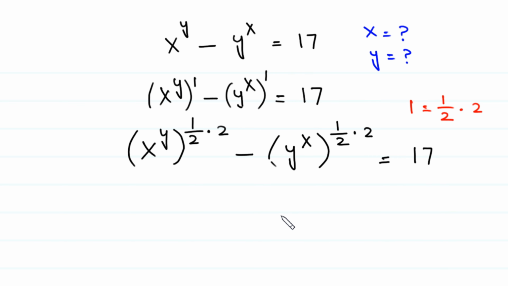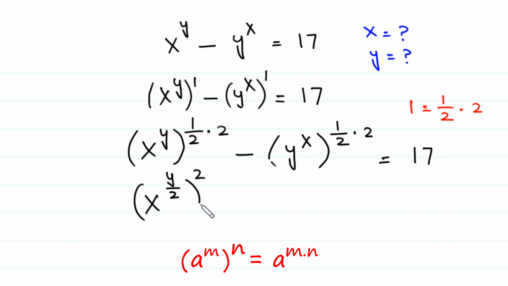Now there is a rule of exponents that the power inside the brackets will be multiplied by the power outside the bracket. So we multiply this power y to this 1 over 2 and this power x to this power 1 over 2, like this: x to the power y times 1 over 2, y over 2, to the whole power 2, minus y to the power x times 1 over 2, x over 2, to the whole power 2, is equal to 17.